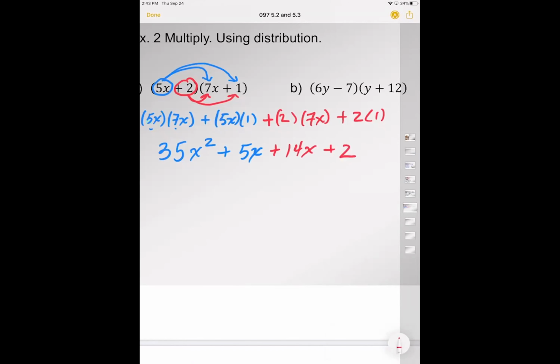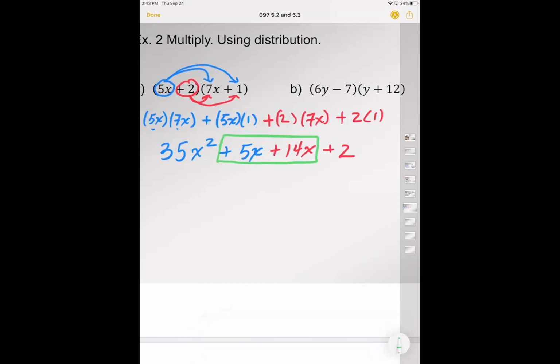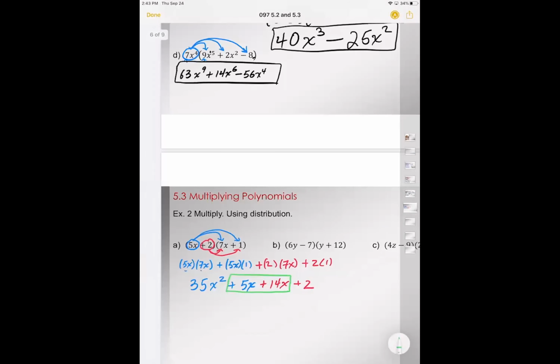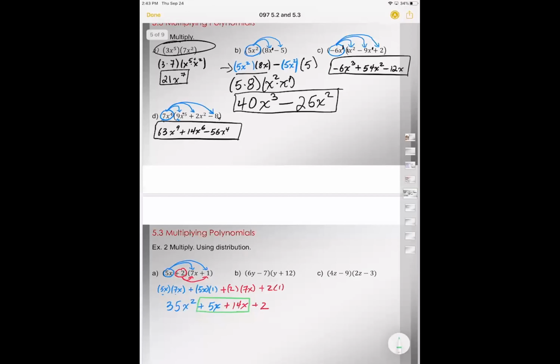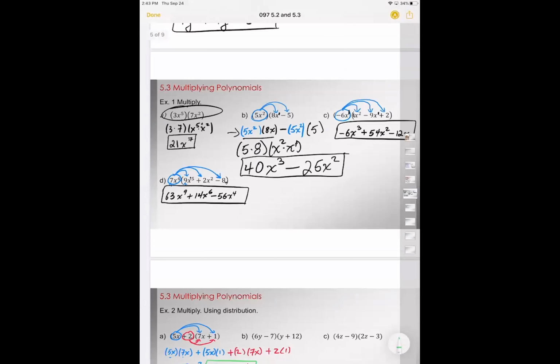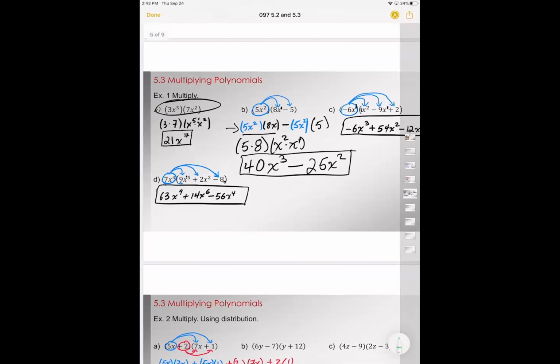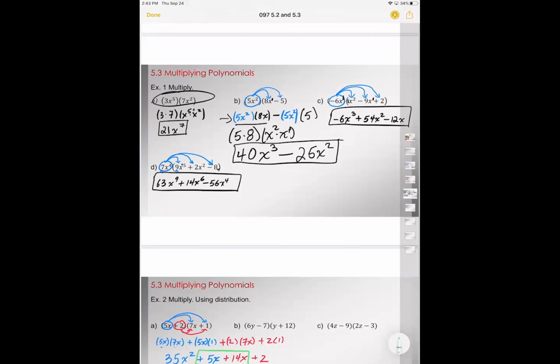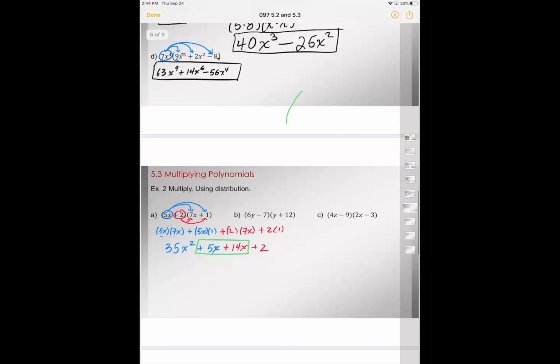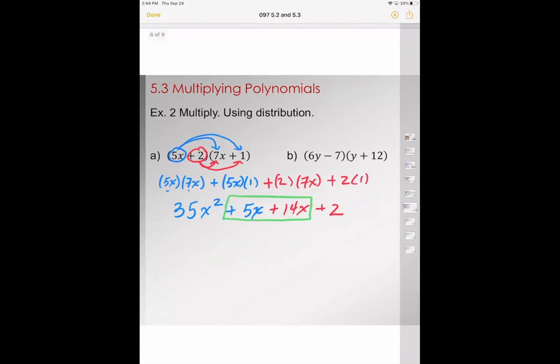The only thing different between this problem and the previous problem is that you do have like terms. If you look at the previous 4 problems, you don't have any like terms: x to the 9, x to the 6, x to the 4, x to the 3rd, x to the 2nd. In this problem, you do have like terms because you have a 5x and a 14x. Because those are like terms, you need to combine them.